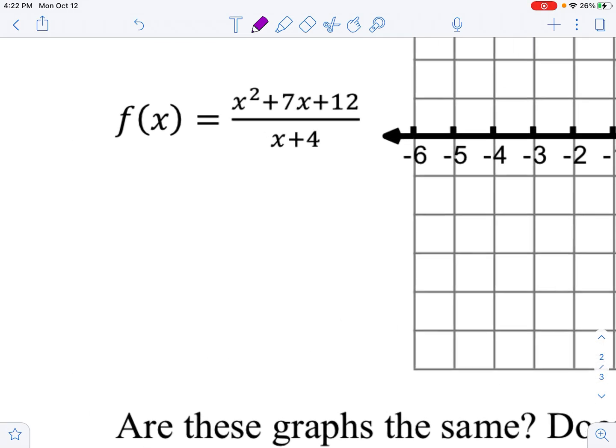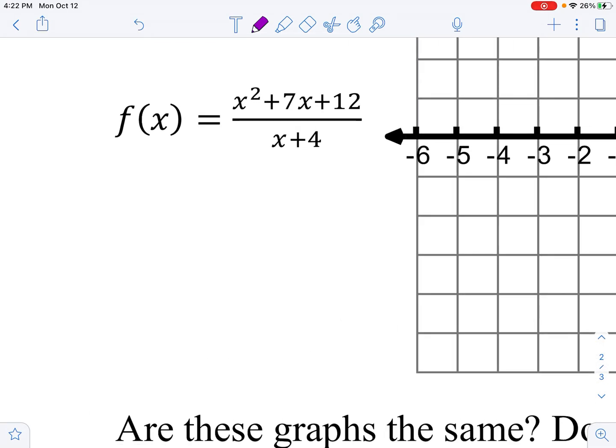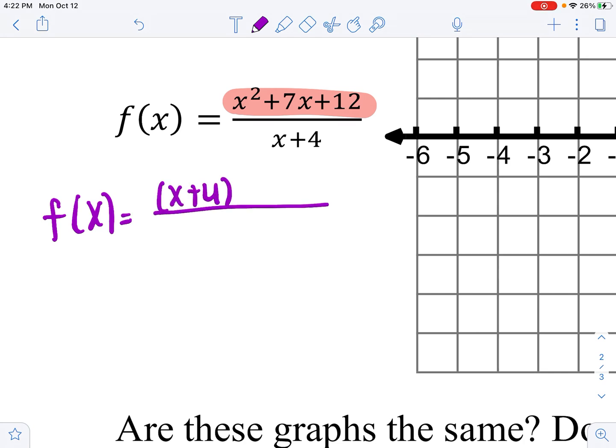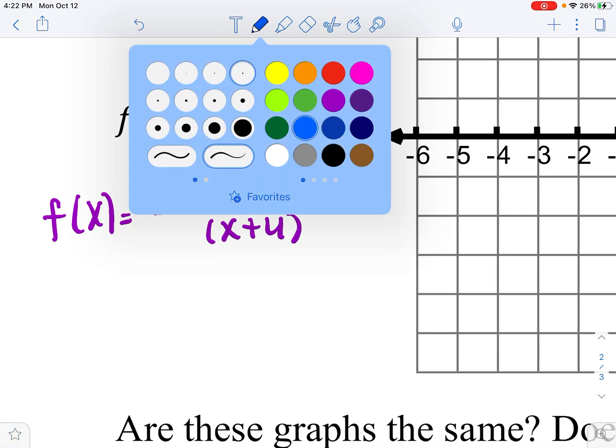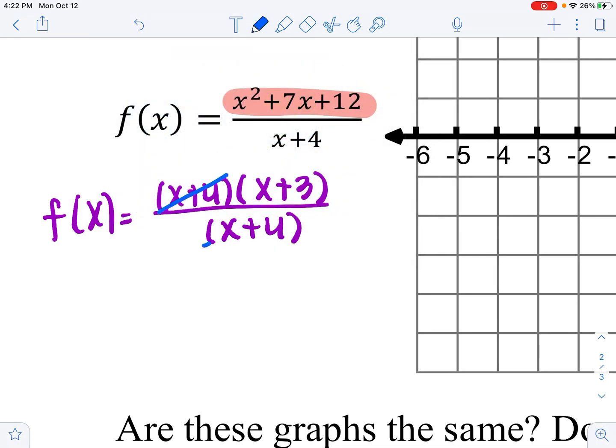So I say, okay, well, what do I see? What do I notice about this? You should notice that your numerator is factorable. So let's go ahead and factor this. F of x equals, my numerator factors to x plus 4 times x plus 3. My denominator is x plus 4. So this fraction is simplifiable. I have a common factor of x plus 4 that cancels out.